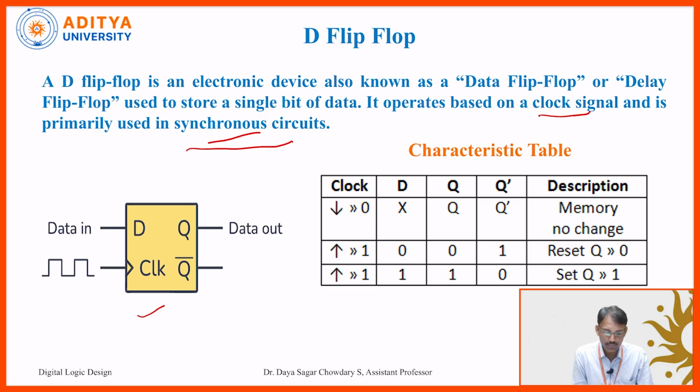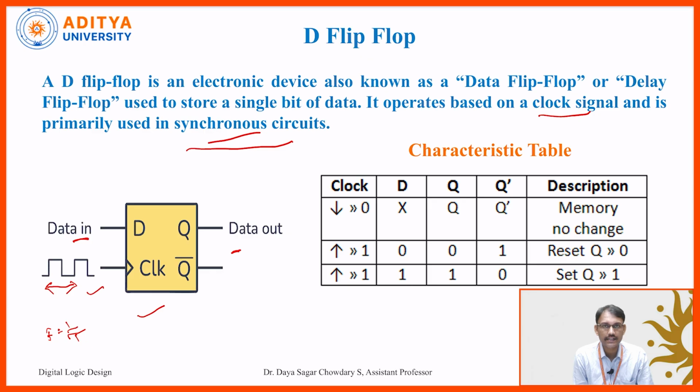This is the simple block diagram. The block diagram contains the data input. We already mentioned that D is the data, that is the D input, and we can expect the data output. This is the clock terminal, and this is a clock pulse. It maintains a certain frequency, so it has some time period. We know that f is equal to 1 by T.